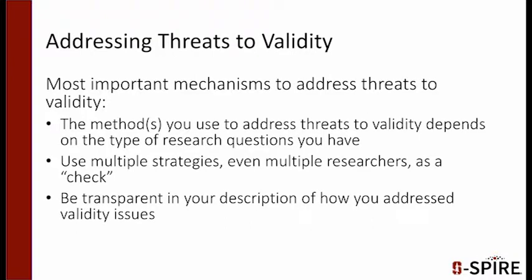And then finally, be transparent in your documentation of what you did to address threats to validity, but also in how you describe it to others. This is one of the many reasons why qualitative research might be unfavorably reviewed in papers, and so it's really important to be able to succinctly describe what you did and why in addressing these threats to validity.